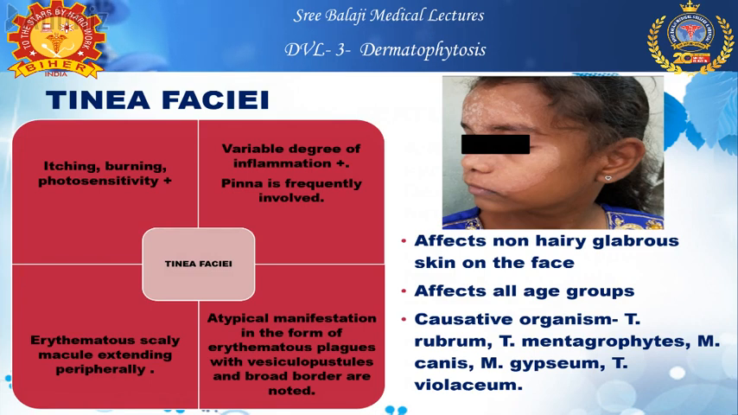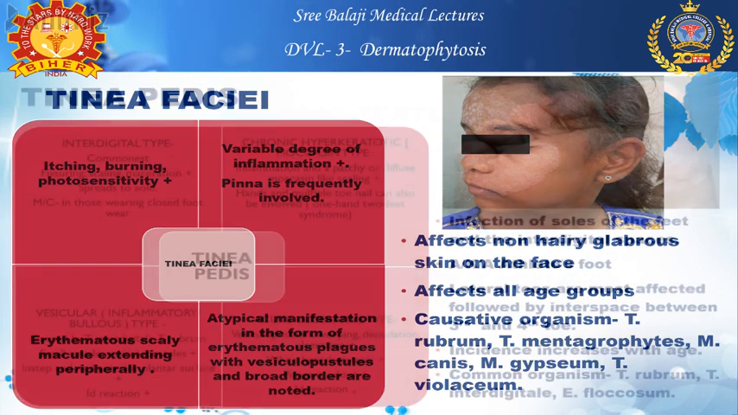Another variant of tinea is tinea faciei. As I've already told you, tinea faciei is a dermatophytic infection of the non-hairy region of the face. This is the most common fungal infection which can occur in almost all age groups. Most common organisms are Trichophyton rubrum, mentagrophytes, Microsporum canis, gypseum, and Trichophyton violaceum. Clinical features: the patient presents as usual with itching and burning, and photosensitivity will be there. The pinna is commonly involved, and here also you will appreciate the erythematous annular plaque with central clearing and a little bit of scaling in the periphery of the lesion. Atypical manifestations can also be seen, with erythematous plaques with vesiculopustules, and broad borders can also be noted.